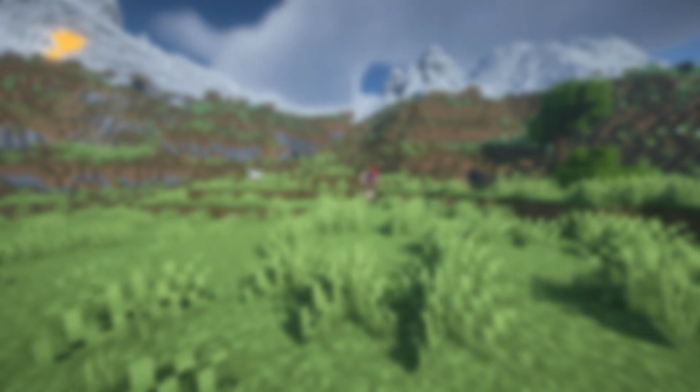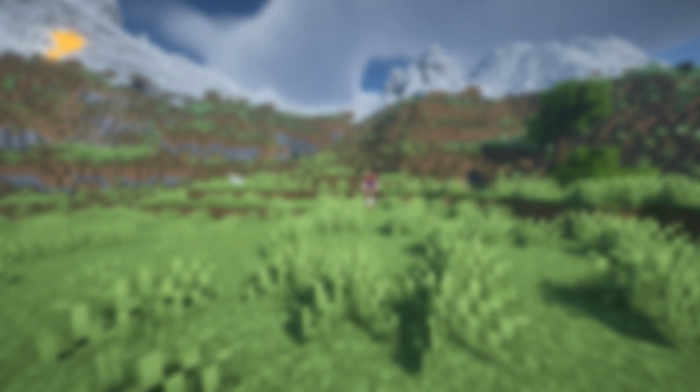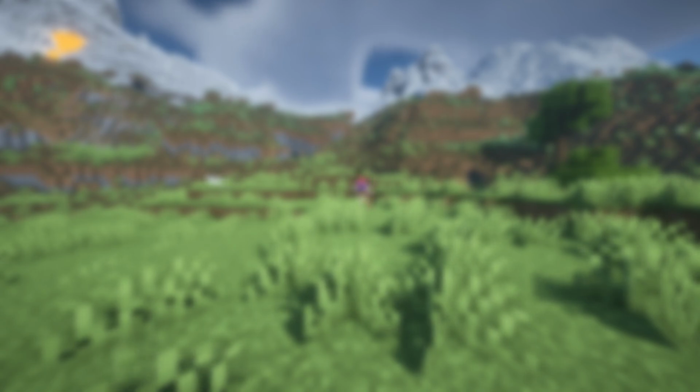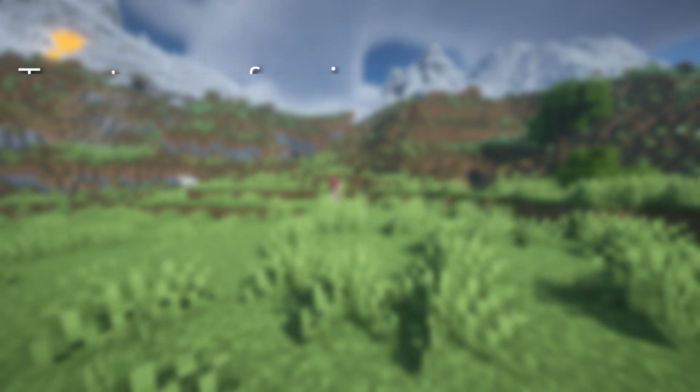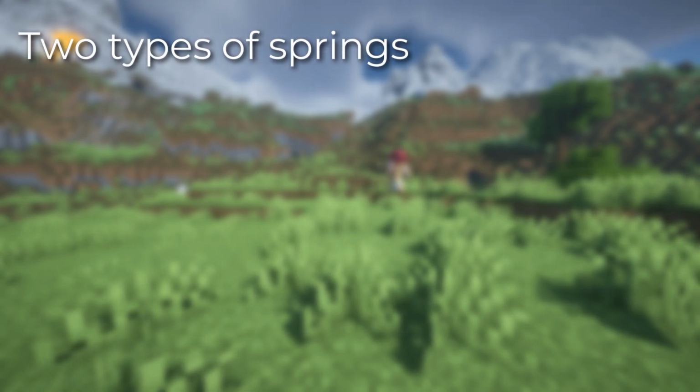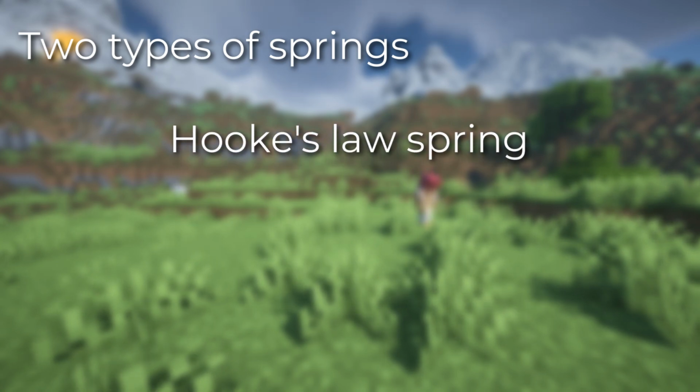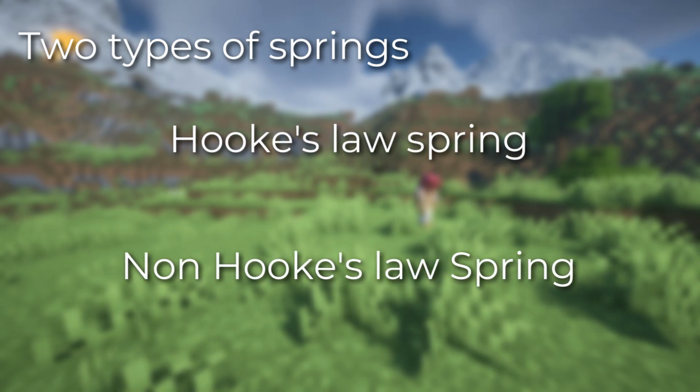So springs are a prominent part of physics tests, and it's good to know more in depth of the mechanics and true workings of a spring. To start off, there are two types of springs, a Hooke's law spring and a non-Hooke's law spring. Let's start off with a Hooke's law spring.